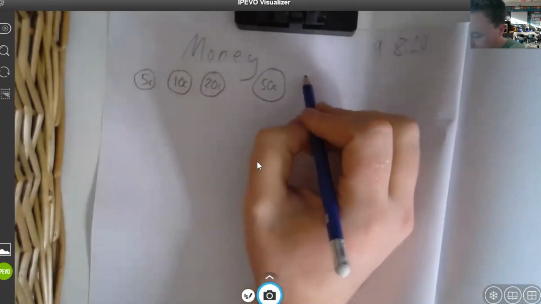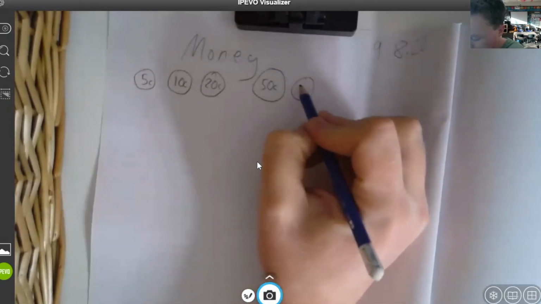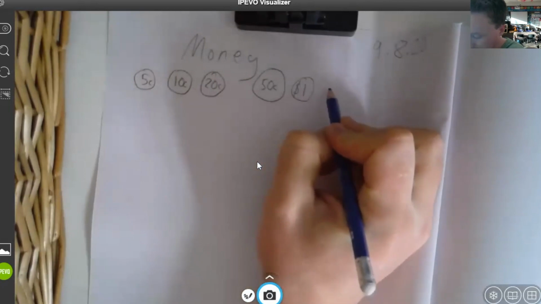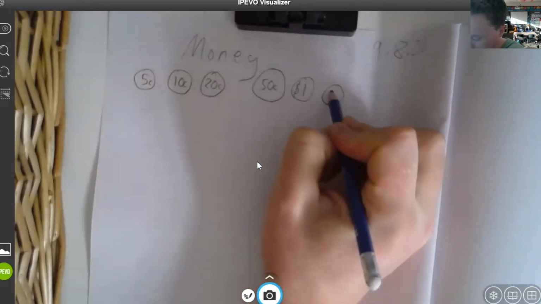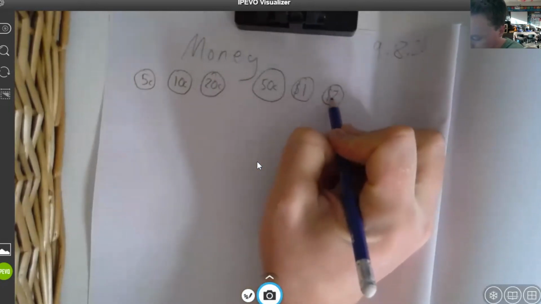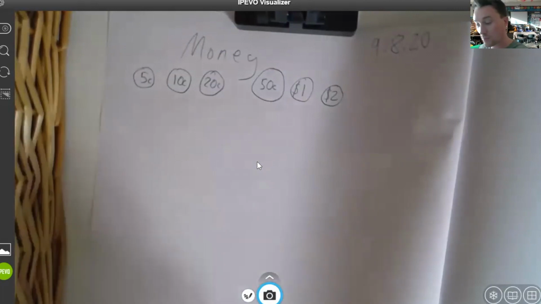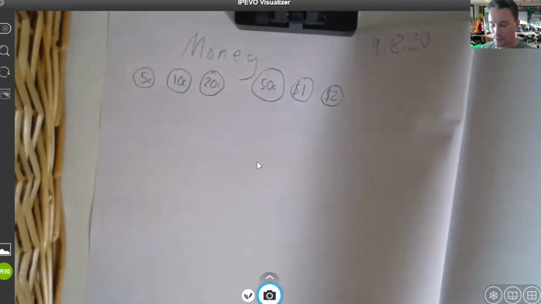Then you can draw our gold coins as well. You could draw an S with a line through it for $1, and smaller than that, an S with a line through it for $2. So there you go, there's all our coins. We're remembering and thinking about the different coins. We can see them, which will really help with our learning.